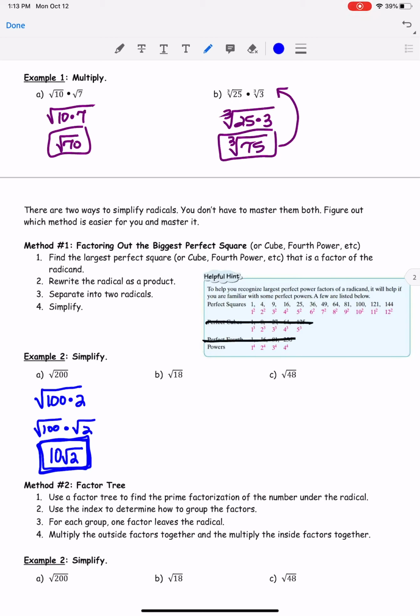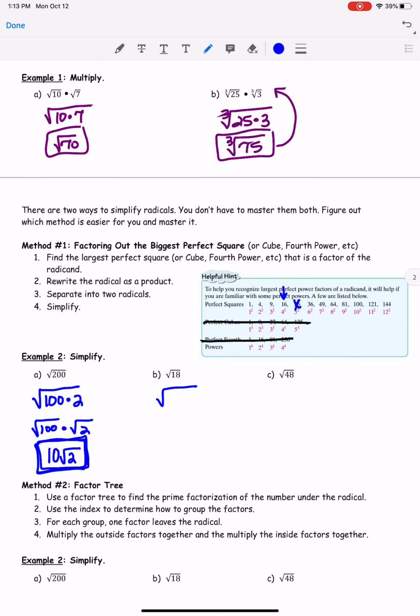Okay, try again with 18. So I need to write this as a product with the largest perfect square. Well, 25 doesn't work because that's too big for 18. So we'll start at 16. Does 16 divide into 18? No. What about 9? Does 9 divide into 18? Yes, it does.